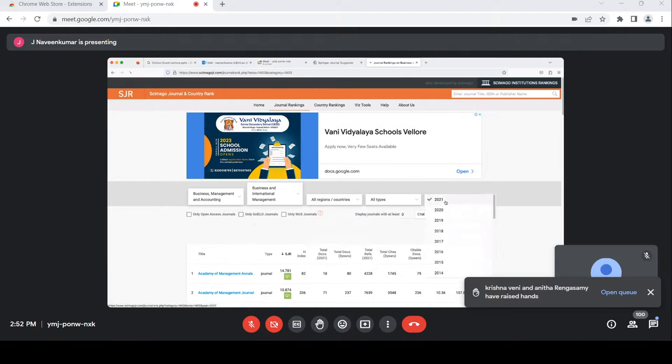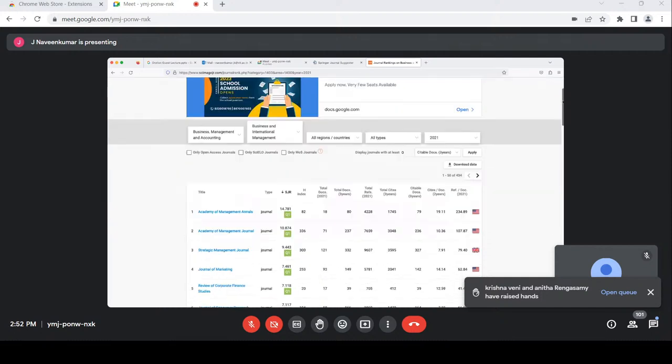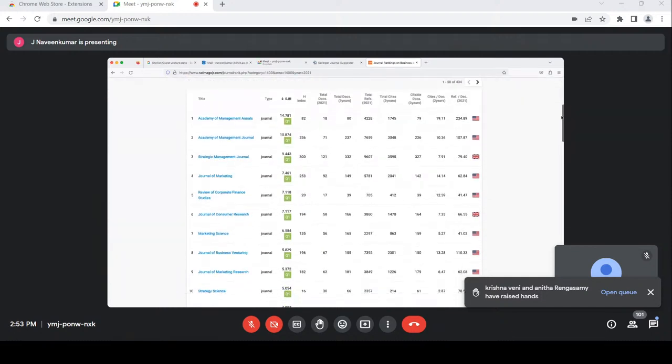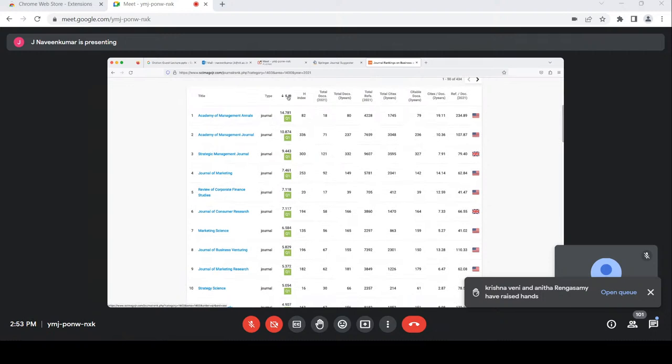So let's say 2021, I'm selecting based on 2021 records, I'm going to select the rank of my paper. So if you see here, now you are able to see the ranks here, right? SJR stands for SCImago Journal Rank, right? So the SCImago Journal Rank indicator is basically a measure of how well the impact or the influence of that journal is on the whole world, right?